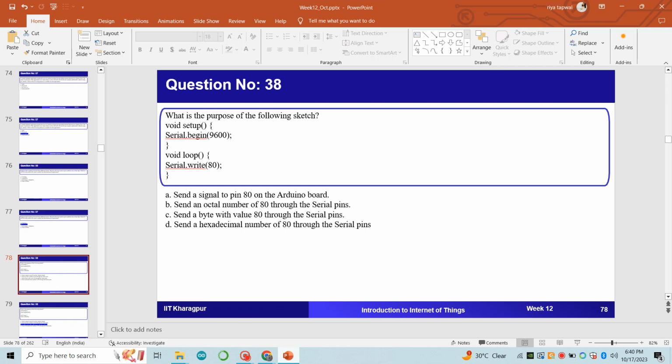Option C, send a byte with value 80 through the serial port. Anyone else? Yeah, so the correct option for this is C.